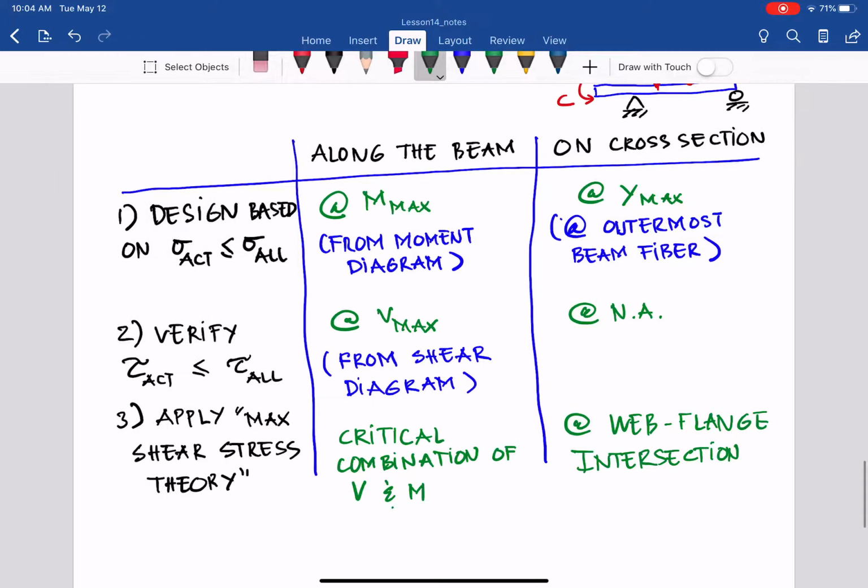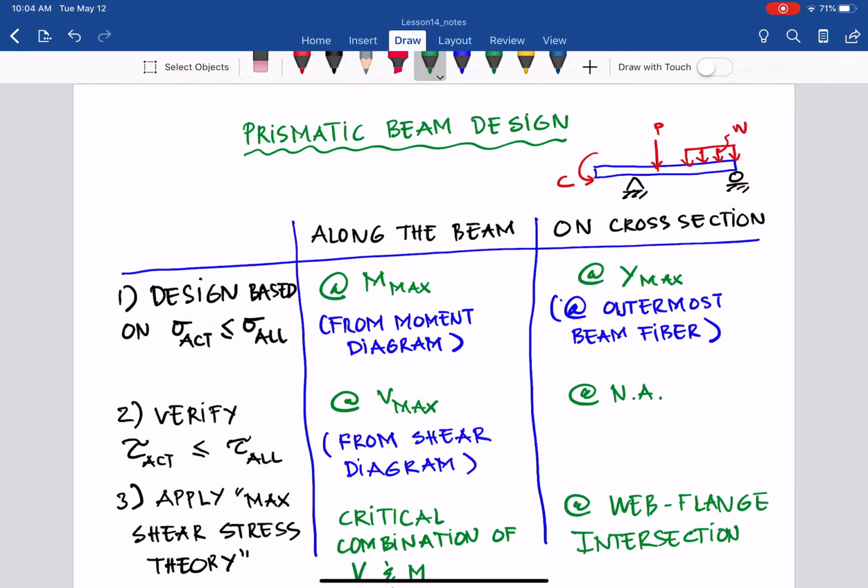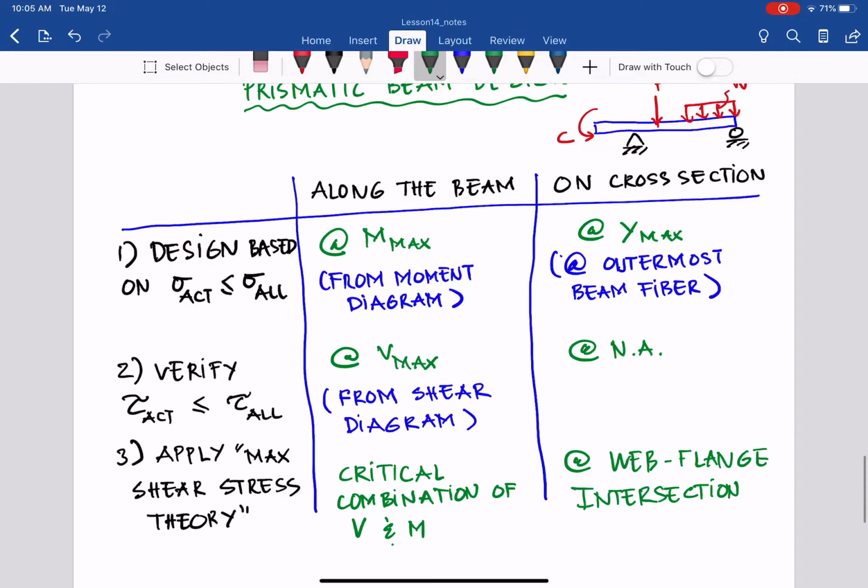Okay, so that is the method to solve for a prismatic beam design, and we will apply this and show you more detail in worksheet 14D next.